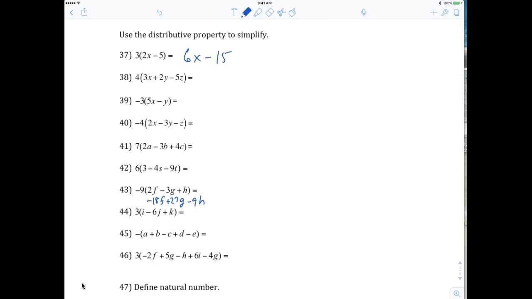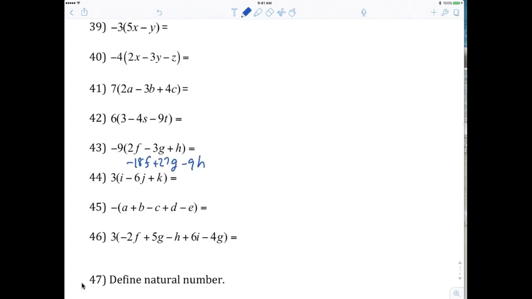You're reading 40. Yes. Negative 8x plus 12y plus 40. All right. Next, Tyler. 14a minus 21b plus 28c. Perfect. All right. Now, Alessandra, you're reading me 42.